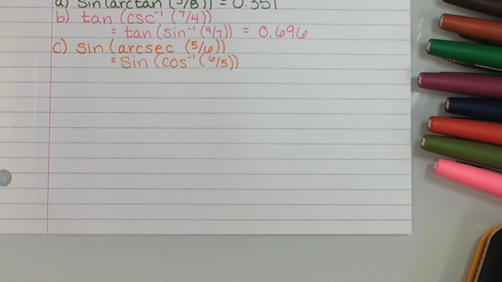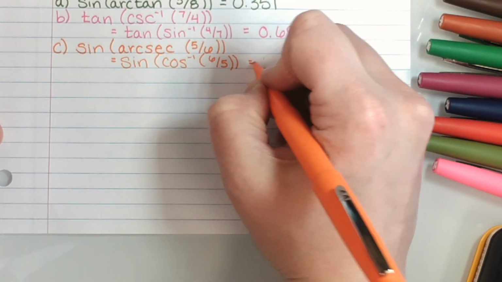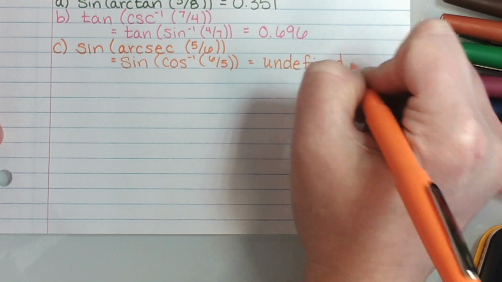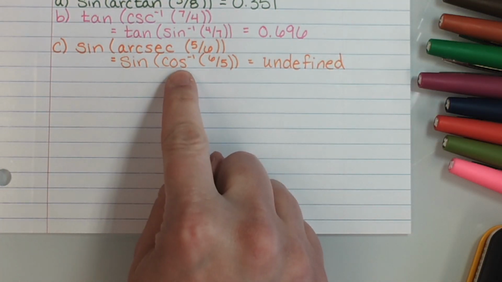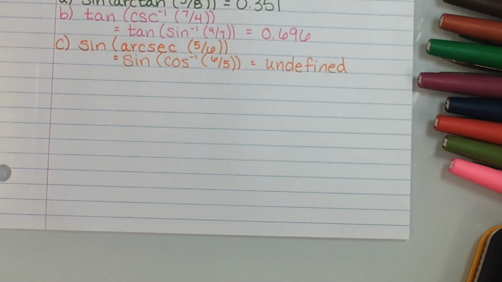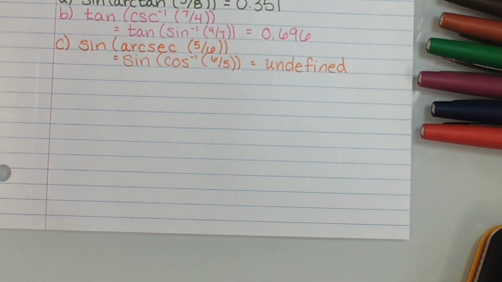My answer is not no solution. I didn't ask you to solve. Undefined. Because cosine inverse does not have 6/5 within its domain. 6/5 is bigger than 1. You should technically probably know the domain for sine and cosine inverse. Those are important ones, but it's not the end of the world if you don't.